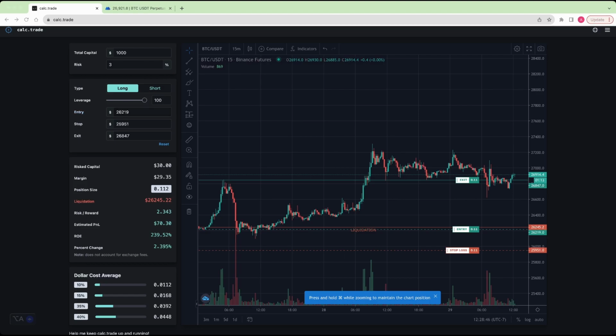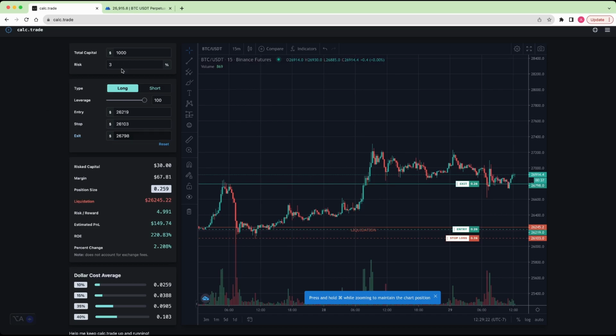The entry was 26,219. I think that's still the same, isn't it? 26,219. And then the stop loss was set to, what's the stop? 26,103. Just put that in there. 26,103. And then the take profit is, let's have a look, 26,798. Now I know that that's a risk of 5-to-1, right?